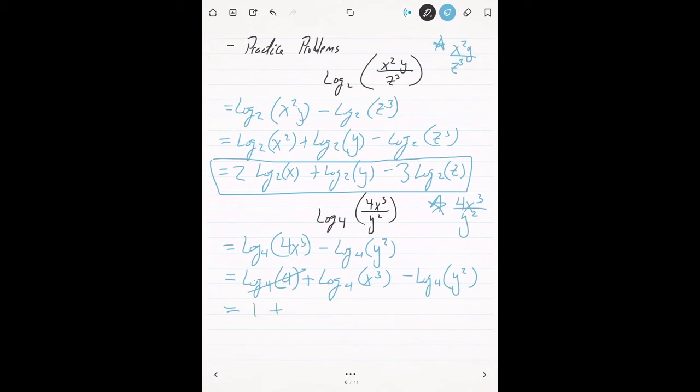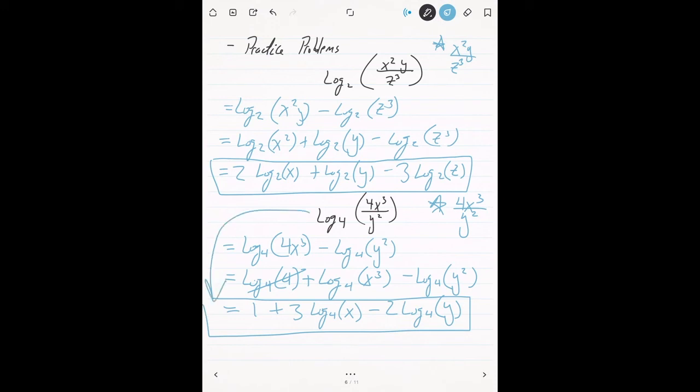Then, notice that my argument here still has an exponent in it, so I can bring that out front, 3 times log base 4 of x, minus, and then I also have an exponent here, so I'll bring that out front, 2 log base 4 of y. Now these logarithms with the variables don't simplify any further, but this would be the final answer. This is my way of expanding out the logarithmic expression as much as I possibly could.